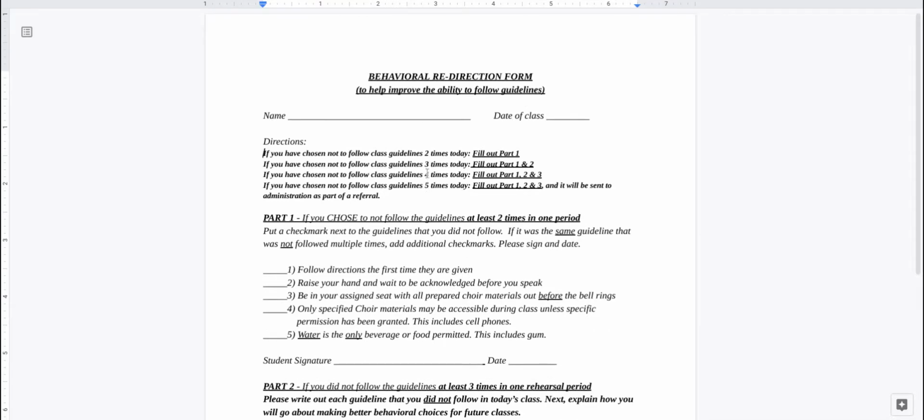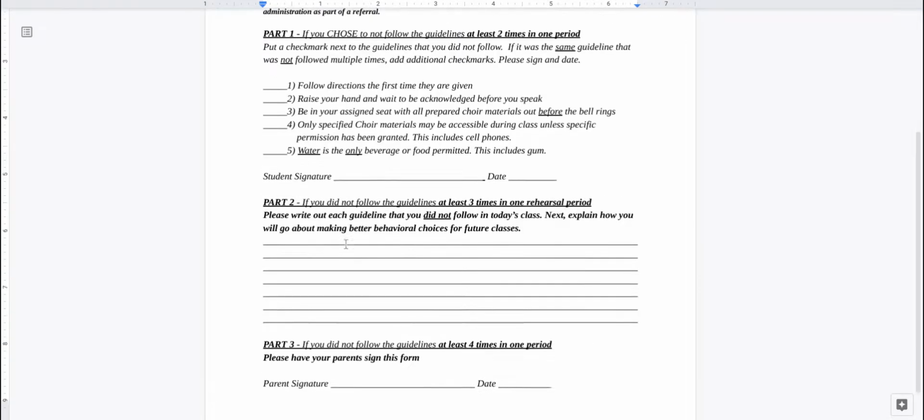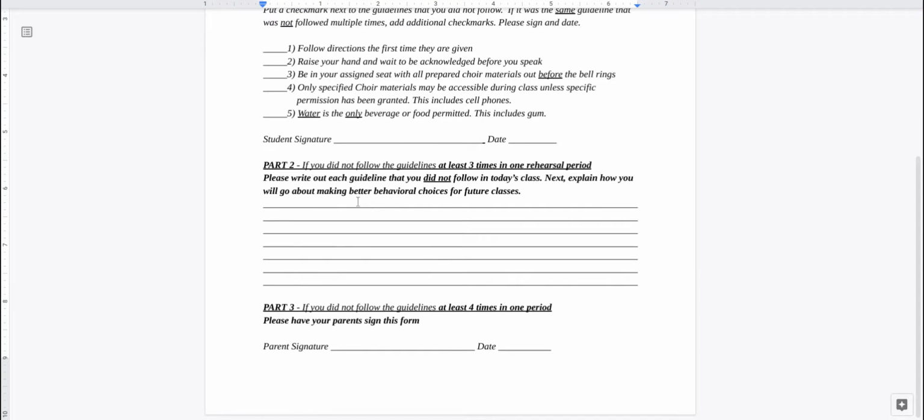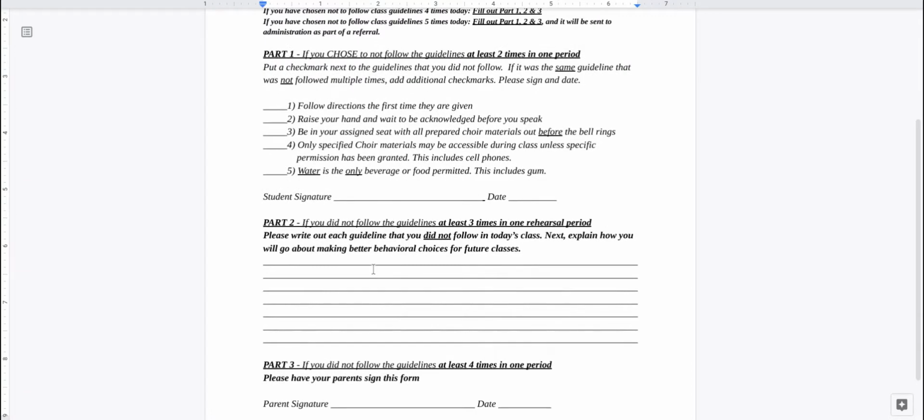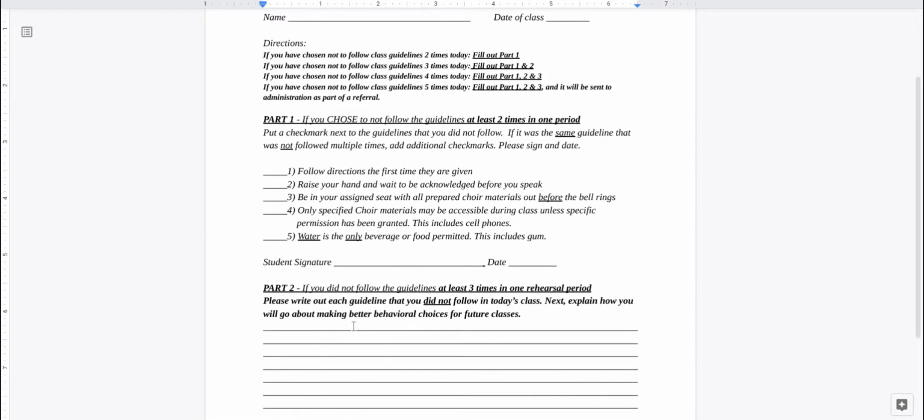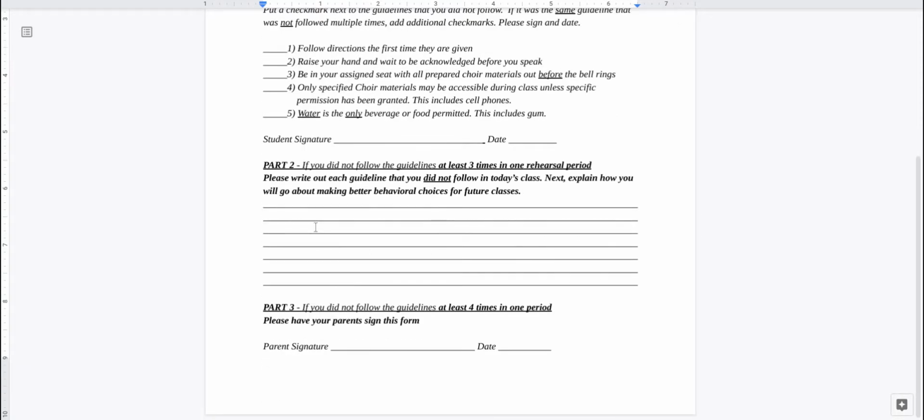Now, the fourth time they don't follow it, I ask them to fill out part one, part two, and part three, which is we ask their parents to sign it. Now, what I suggest is rather than have their parents sign it here, I suggest that they hand it in to you in class, and then you scan it and send it to the parents. That way their parents see that the student is acknowledging what they did not follow. They signed it and they discussed what they can do differently or do better moving forward. And that their parents now see from us, the teacher, that we've done our part to help the student.